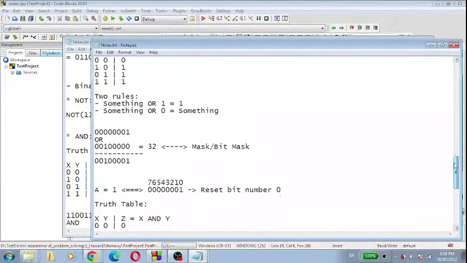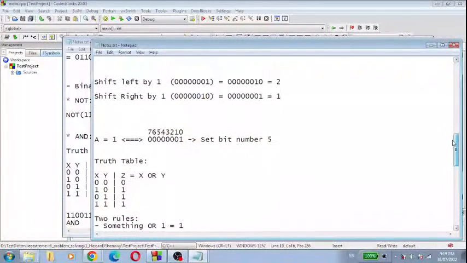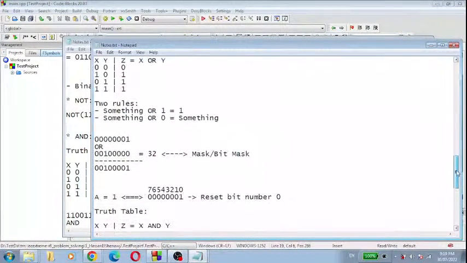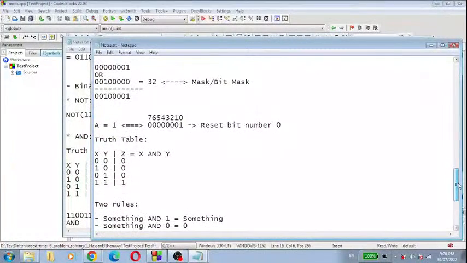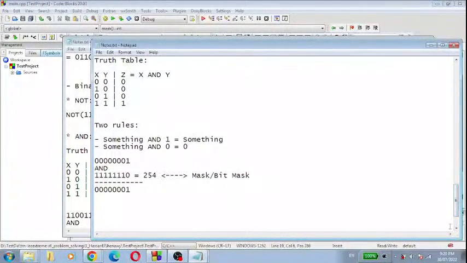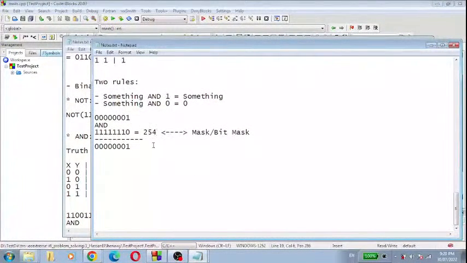Now I'm going to make a new thing actually. Here set bit number 5 and here reset bit number 0. Okay, the new thing I'm going to make here actually is going to be something like read bit number 5 of the variable A.